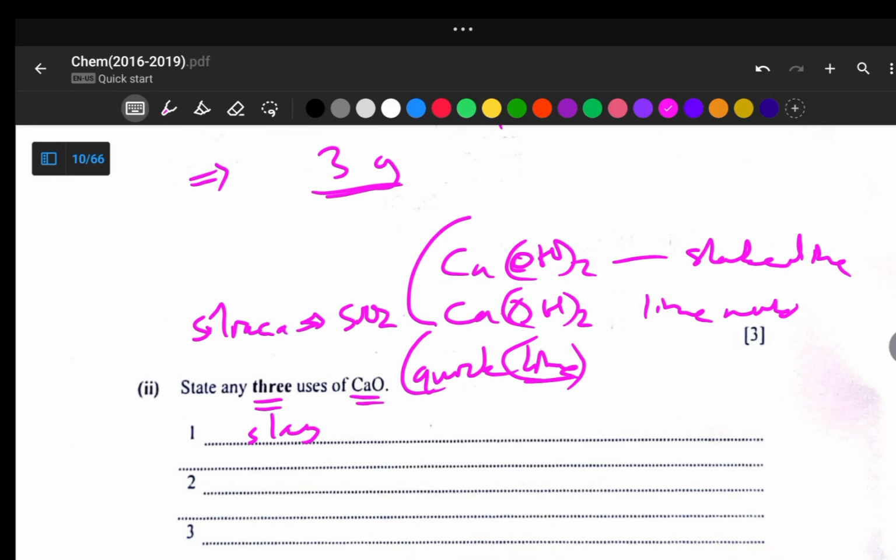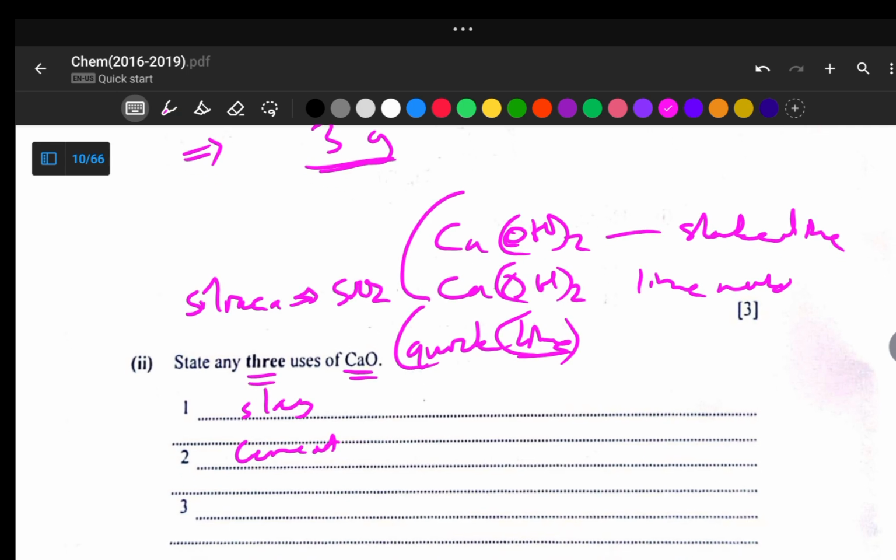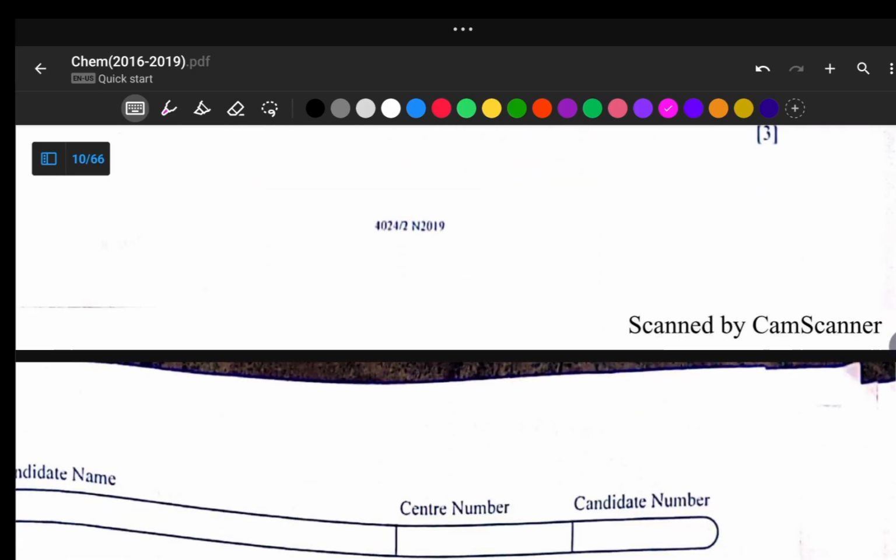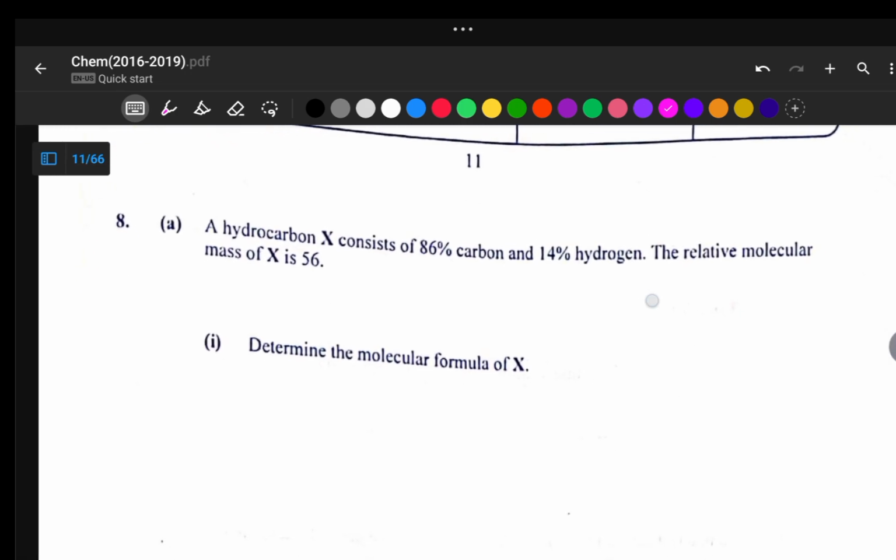And then we can use it in the manufacturing of cement, and also we can use it to neutralize acidic soils, right? And then we can use it in the treatment of water, water treatment, and the manufacturing of glass, and etc. And we are done. So we can proceed to the next question, which is number 8, right?